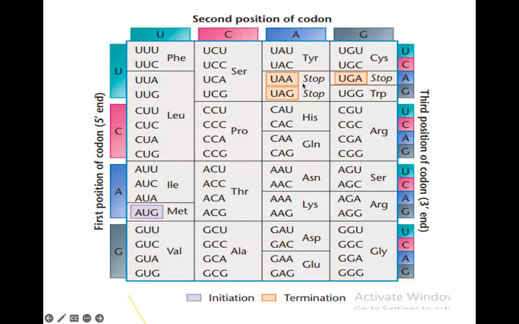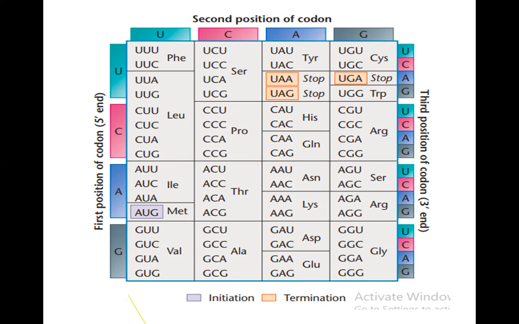Now, if you see this, there is a red highlighted box: UAA, UAG, and UGA. All three are stop codons. But UGG, we see in this column of the G here. So you see the UGA, UGG. The difference is in the last letter. In the first one it is the A. If it's A, it's a stop codon, and if it is G, then it encodes for tryptophan.